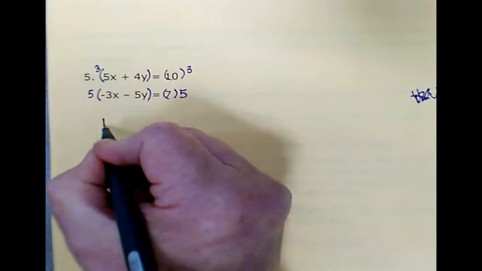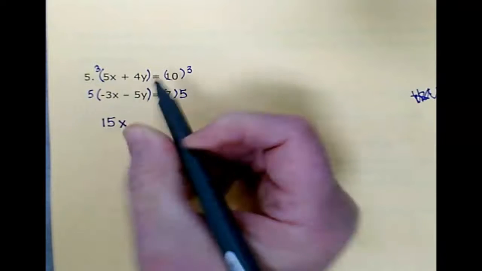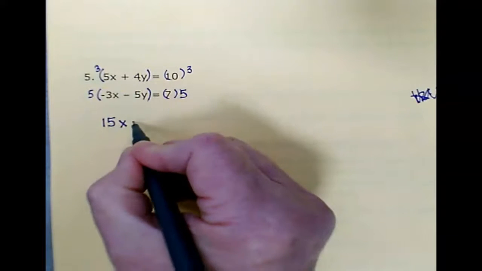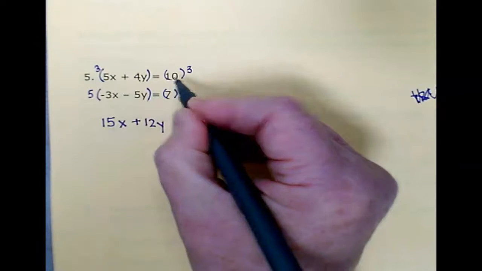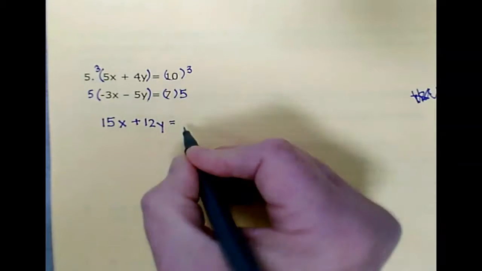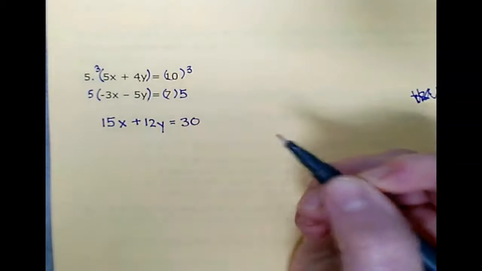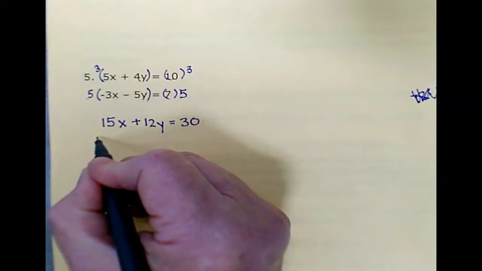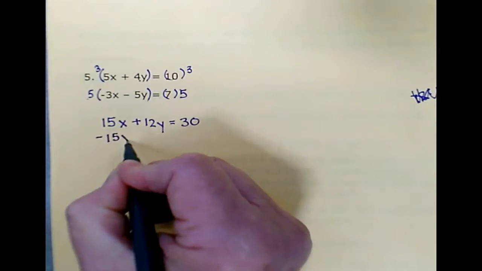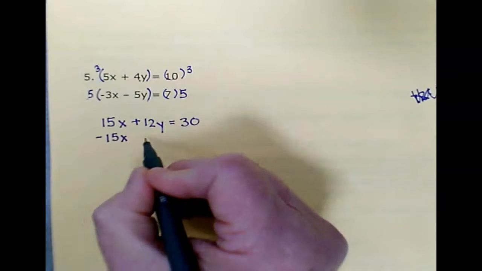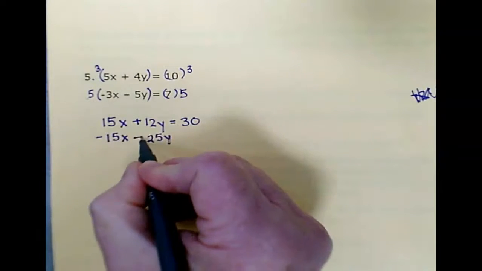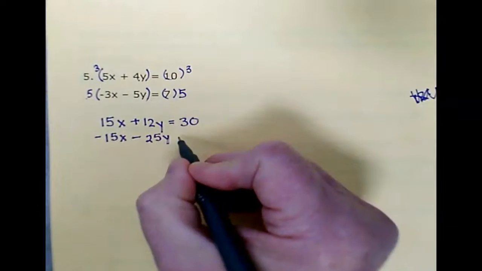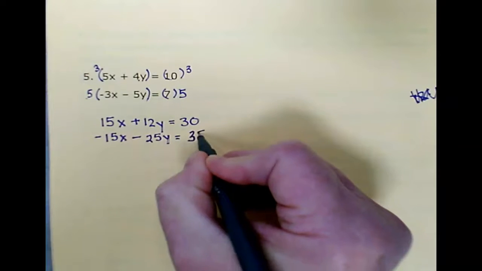3 times 5 is 15. It has an x. 3 times 4 is 12. Don't forget I have to multiply both sides of the equation. 3 times 10 is 30. 5 times 3 is 15, and that has a negative sign. 5 times 5 is 25, and that will have a negative sign, and this will be a 35.